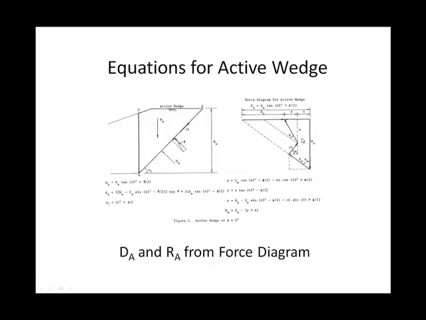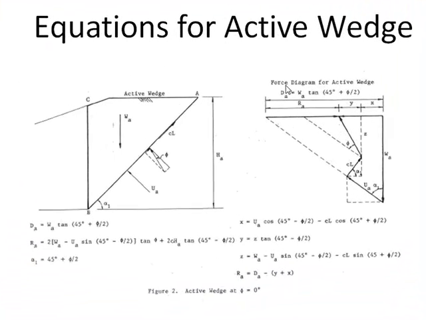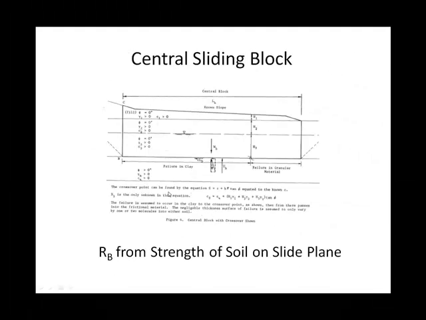In terms of the active wedge, a free body diagram is drawn and a force diagram is generated, and the driving active force and the resisting active forces are both resolved into vectors acting in the horizontal direction. The magnitude of the driving active force is given by this equation, and the magnitude of the resisting active force is given by this equation.